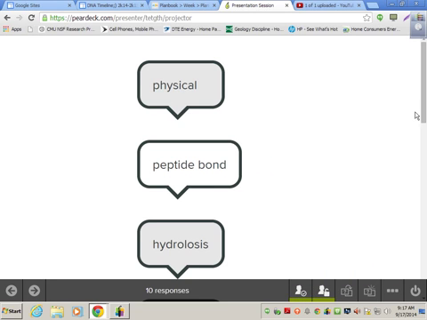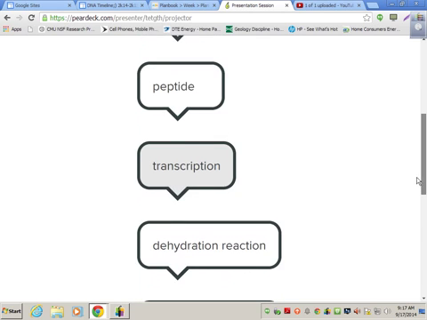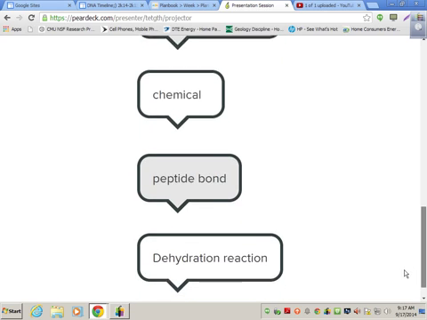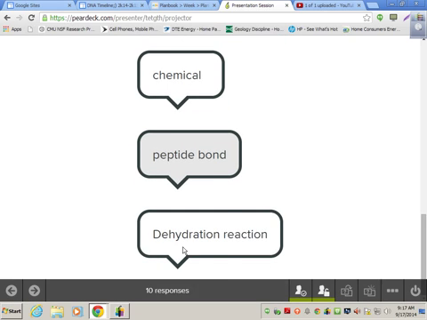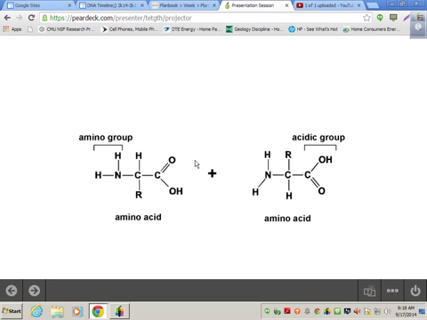Let's see what we did. Physical peptide. Together, not hydrolysis. There's a dehydration reaction. I like that. There we go. It is a peptide bond, but through dehydration synthesis, you're going to make a dipeptide. So I'm glad I asked that question, because that's something we need to take out.